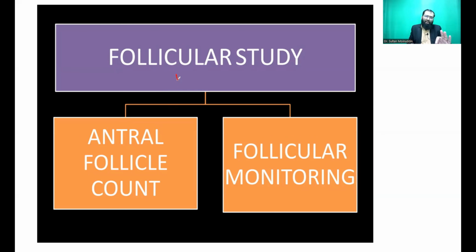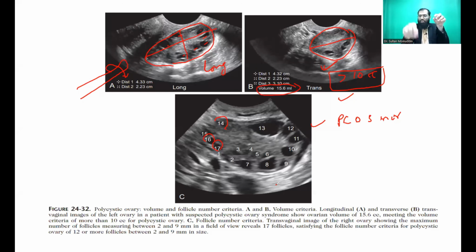So whenever you are doing follicular study, there are two important things. One is called antral follicle count, and second is called follicle monitoring. So what is antral count? We have already seen this in the image, right? So here you saw that we count each and every follicle. So that is called antral count.